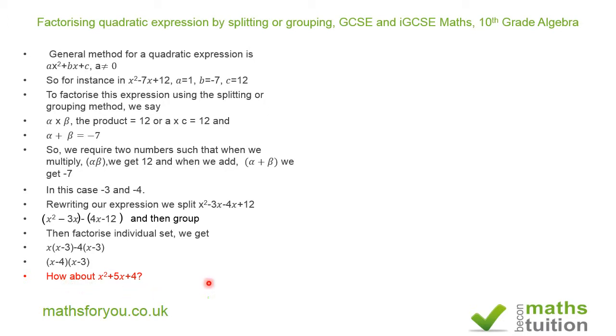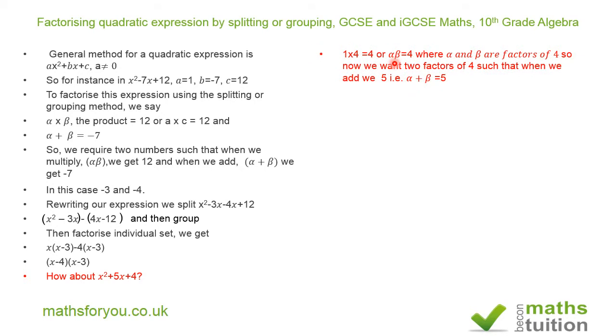Now let's try something else. We want to factorize x squared plus 5x plus 4. As before, I'm looking for the factors of 1 times 4, which is 4, and when I add those together, I get 5. I want two numbers so that when I multiply, I get 4, and when I add, I get 5. The numbers that come to mind are 1 and 4, because 1 times 4 is 4, and 1 plus 4 is 5.